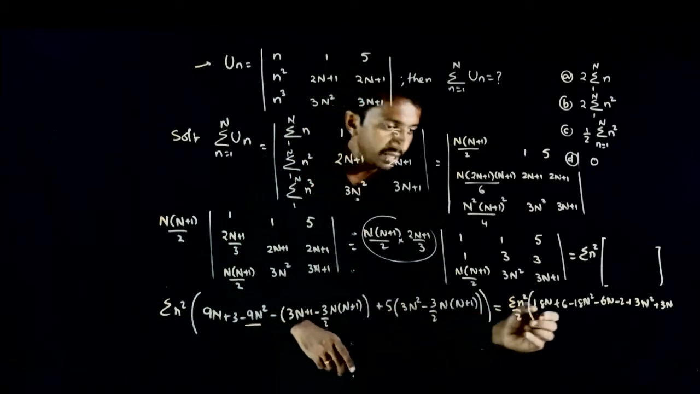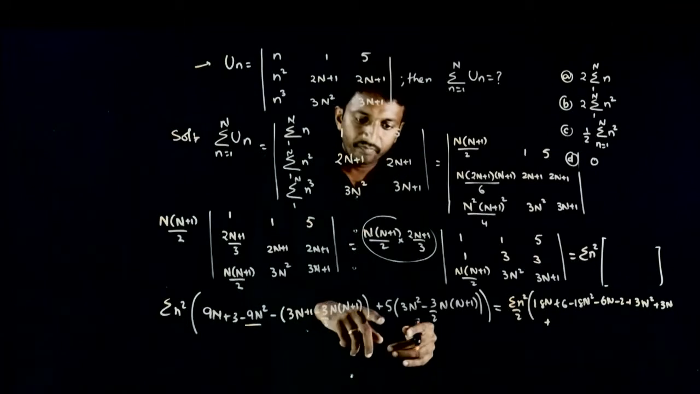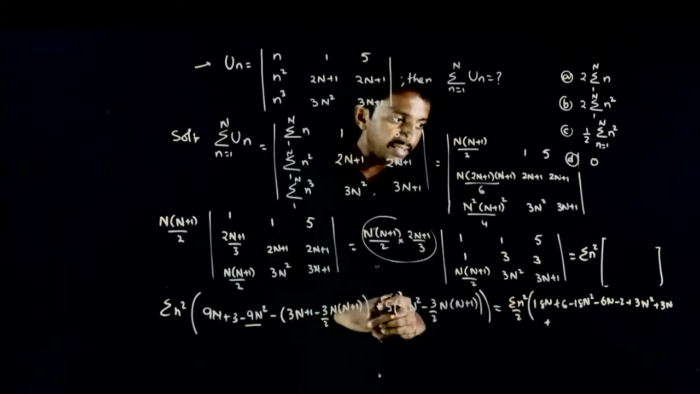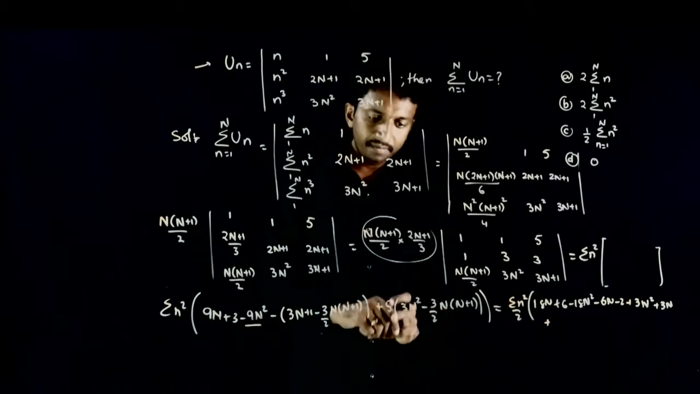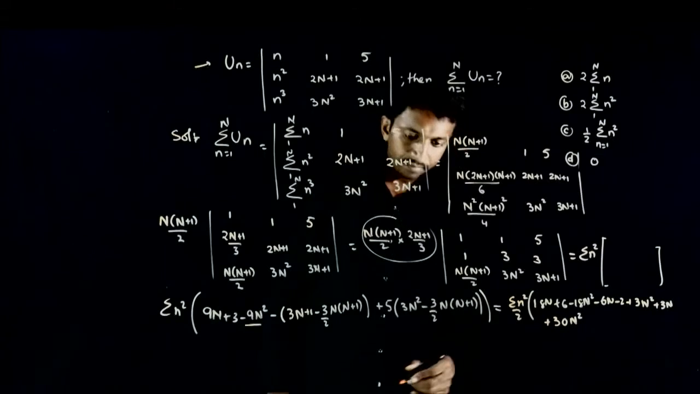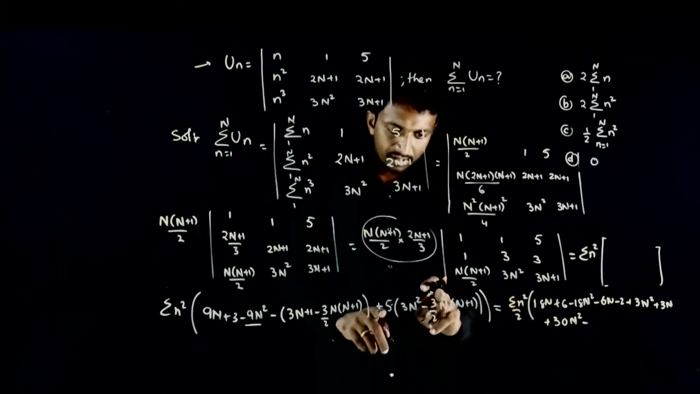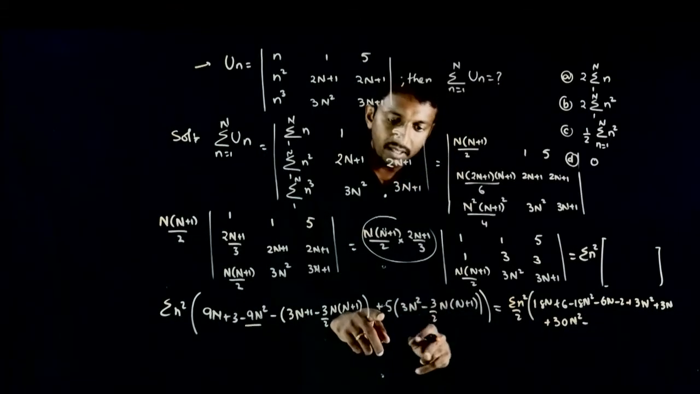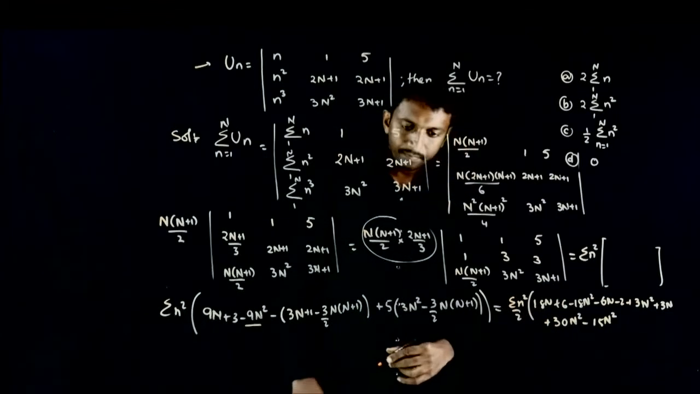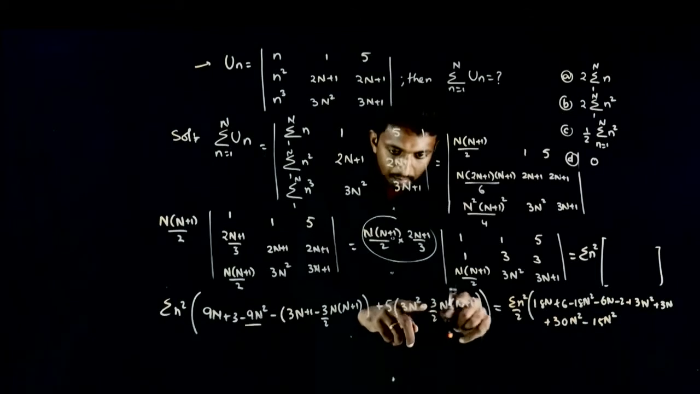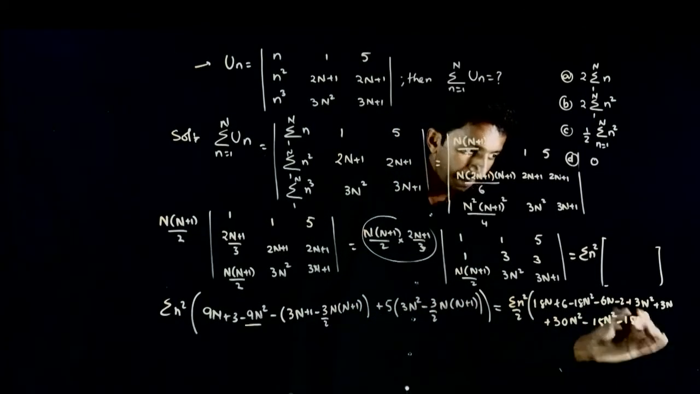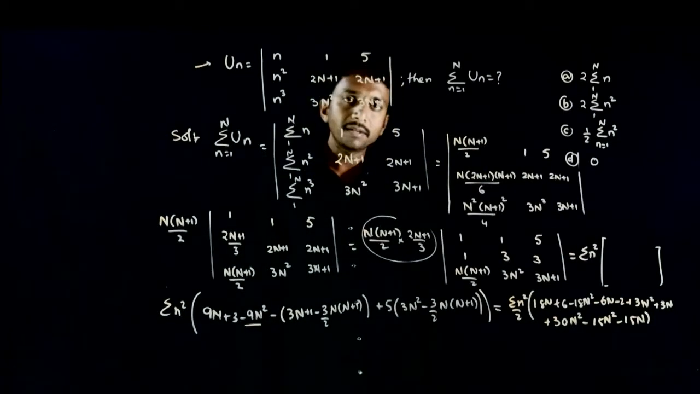इसके बाद यहाँ क्या बचेगा? प्लस 5 is already there. यहाँ 6n square हो जाएगा. 5 into 6, 30n square, minus 5 into 3 is 15n square minus 15n square, and minus 3n into 5 is minus 15n. So this is what you get on simplification.